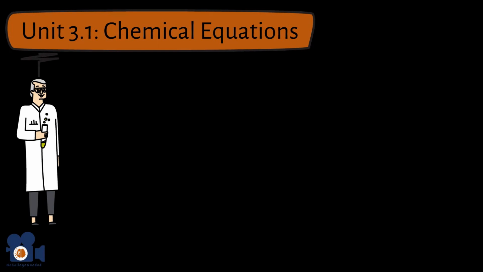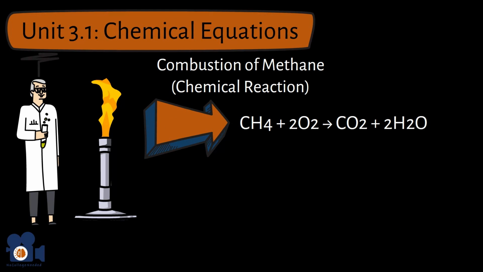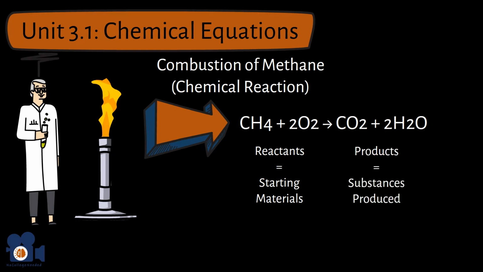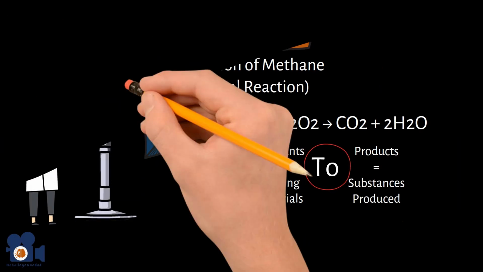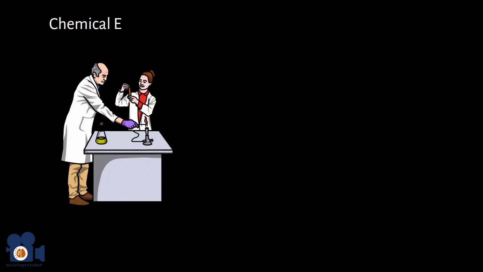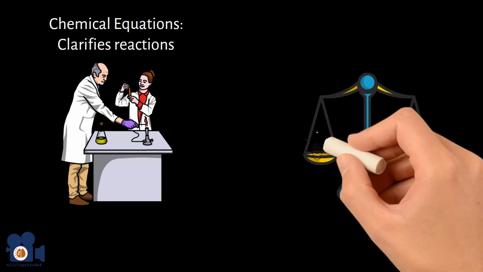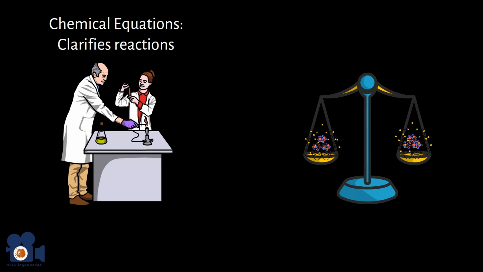Chemical equations are important in chemistry because they provide a concise way to represent chemical reactions. A chemical equation shows the reactants, the starting materials, on the left-hand side, and the products, the substances produced by the reaction, on the right-hand side, with an arrow indicating the direction of the reaction. Chemical equations allow chemists to describe and communicate the details of a chemical reaction in a clear and standardized way. They also help chemists to balance the equation, which ensures that the same number of each type of atom is present on both sides of the equation.